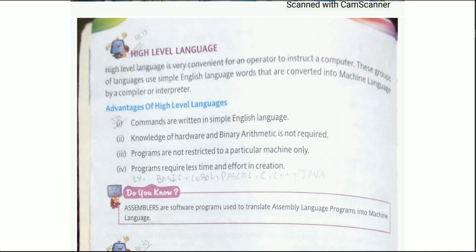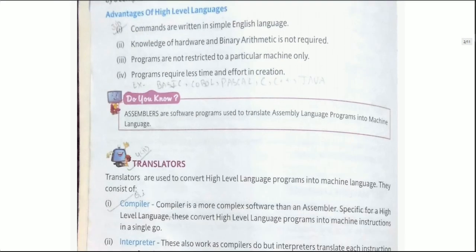Now the third point, programs are not restricted to a particular machine only. It is pointing again towards the same idea that it is not a machine dependent language. High level languages are mostly machine independent languages. Now coming to the fourth one, programs require less time and effort in creation. Why? The reason is very simple, because you are writing the commands in simple English language. That is why your efforts are less and time will be less. Yes, so these are the four advantages of high level language.